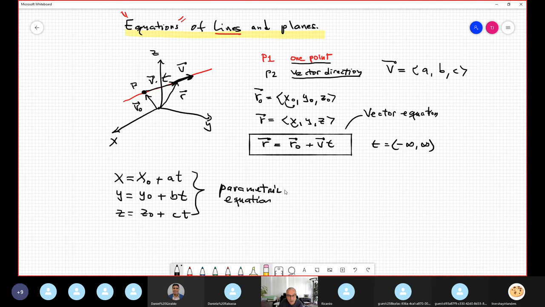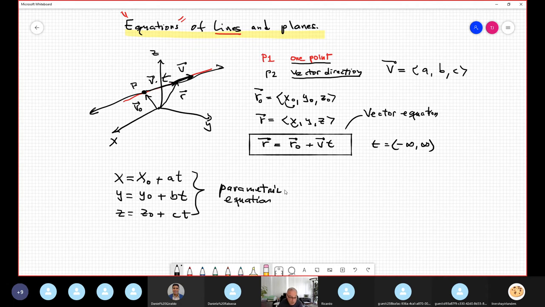Exactly the same as we studied in calculus 2. Well, in calculus 2 we studied in 2 dimensions, not in 3 dimensions, so it's only x and y, but now it's x, y, and z. And this is derived exactly from this, because R is x, y, z, and you evaluate component by component. So this component is equal to this component plus this component times t. And t represents the parameter, because the parameter is a real number, positive or negative, in that direction or in that direction.